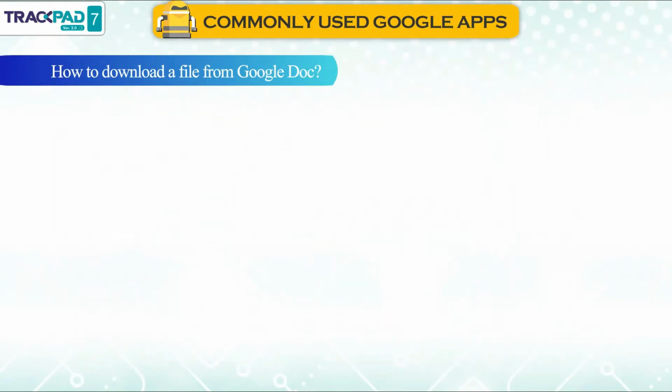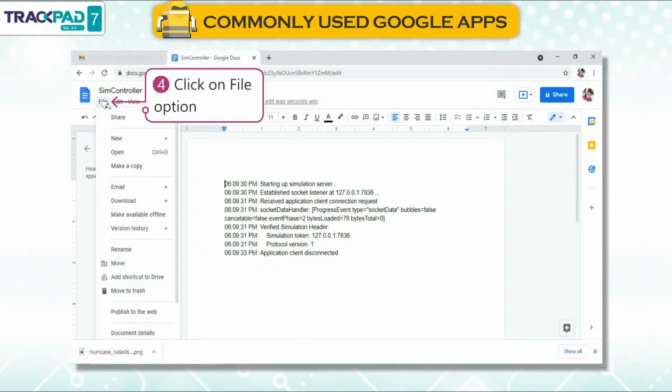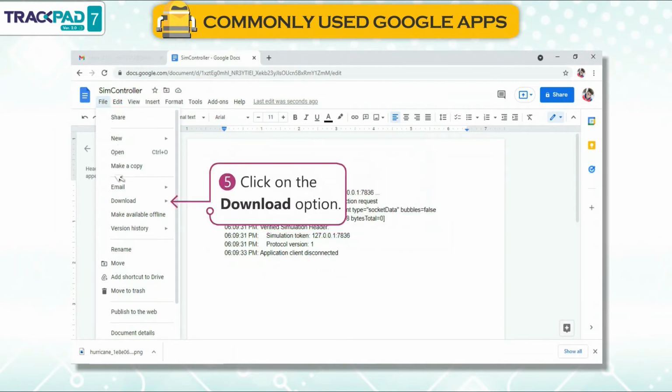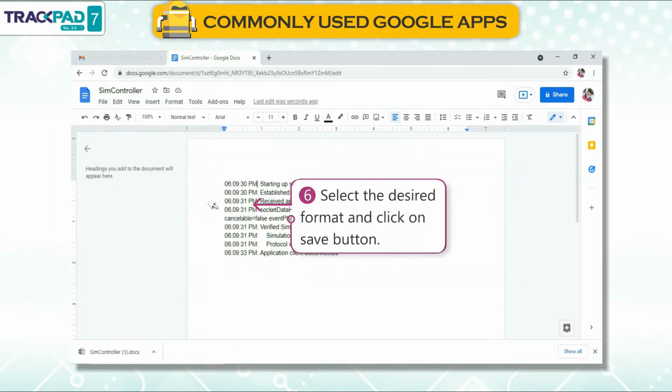How to download a file from Google Doc. Fourth, click on File option. Fifth, click on the Download option. Sixth, select the desired format and click on Save button.